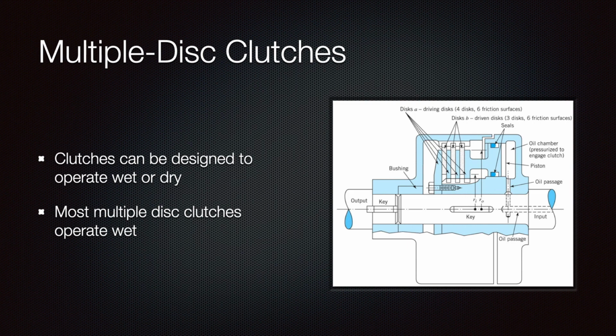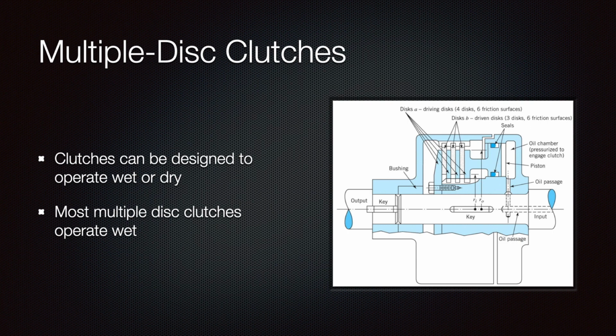Multiple disc clutches have just that, more than one clutch disc. Clutches can be designed to operate wet or dry. Typically, dry clutches will be found in manual transmission vehicles and will have only one clutch disc. Wet clutches are immersed in lubricant and will typically run smoother, cooler, and have a longer lifespan.